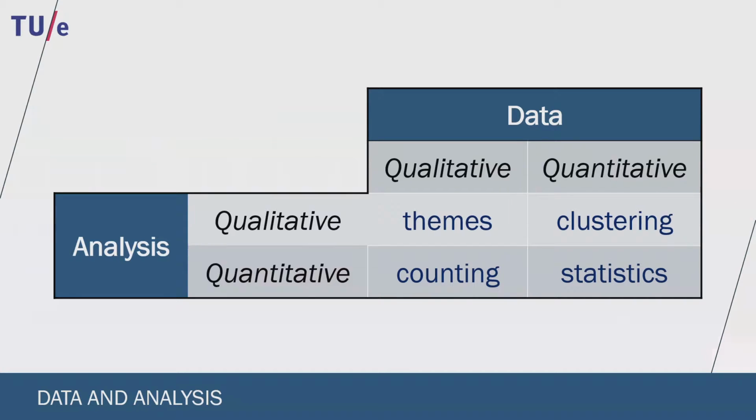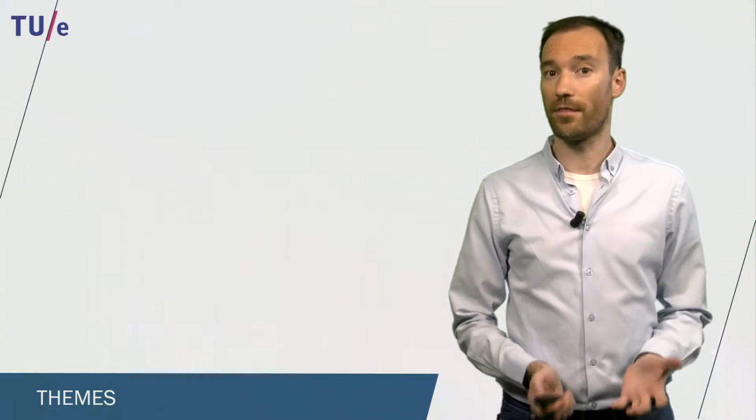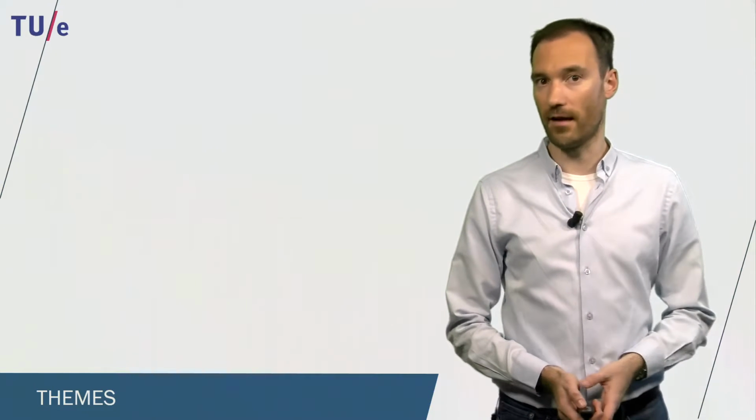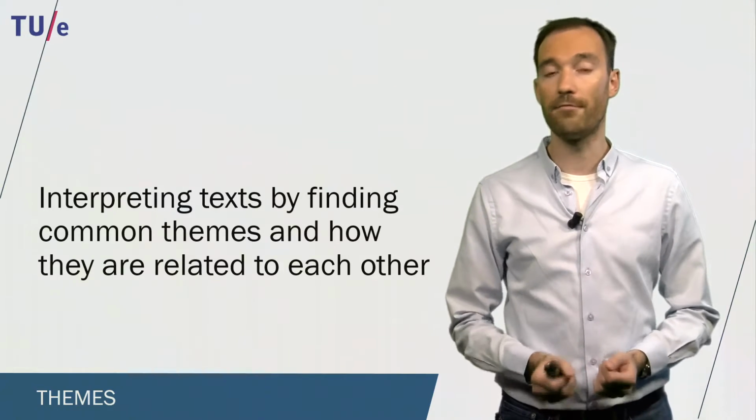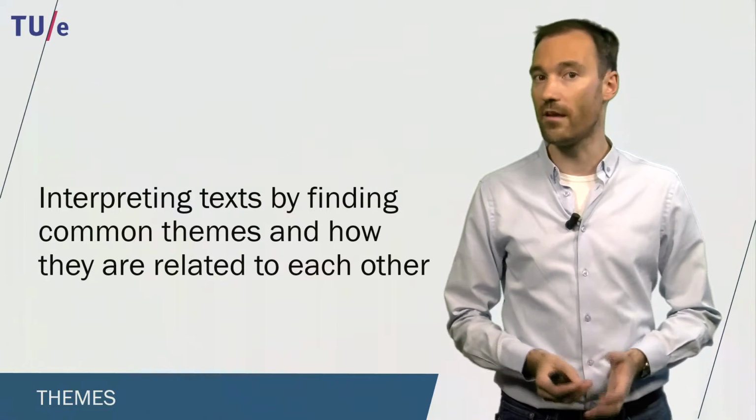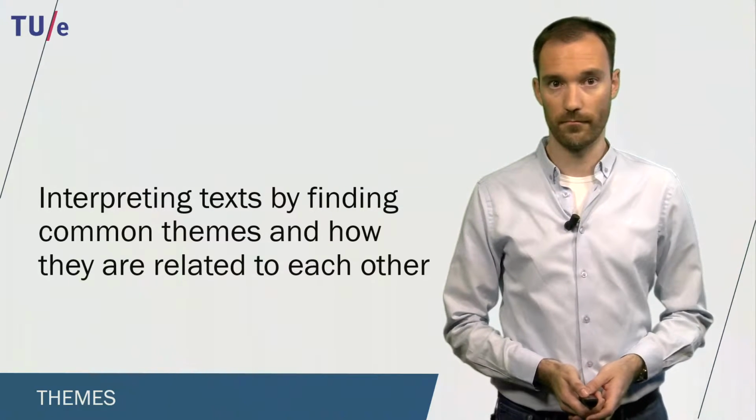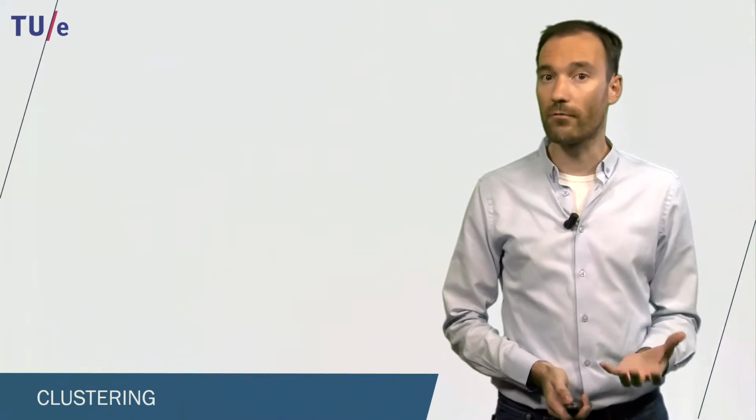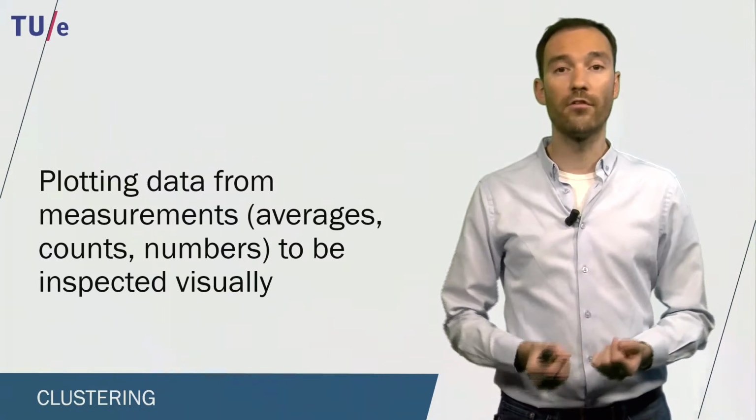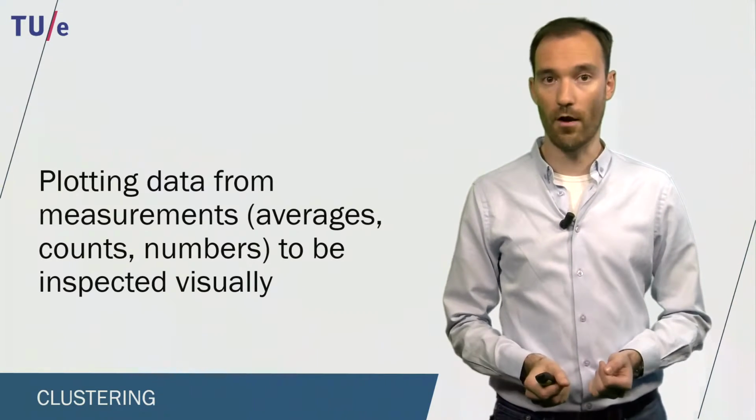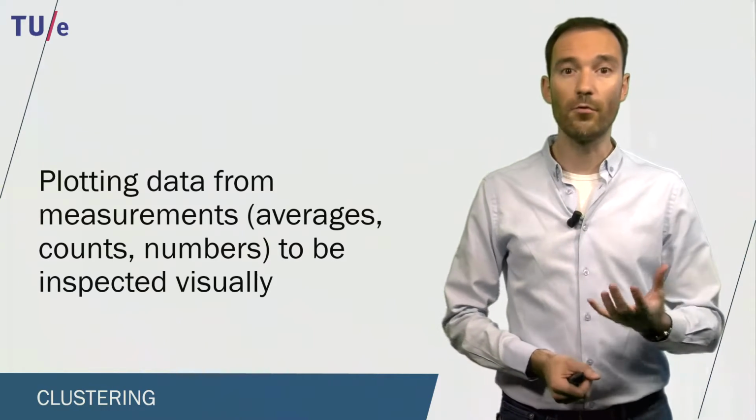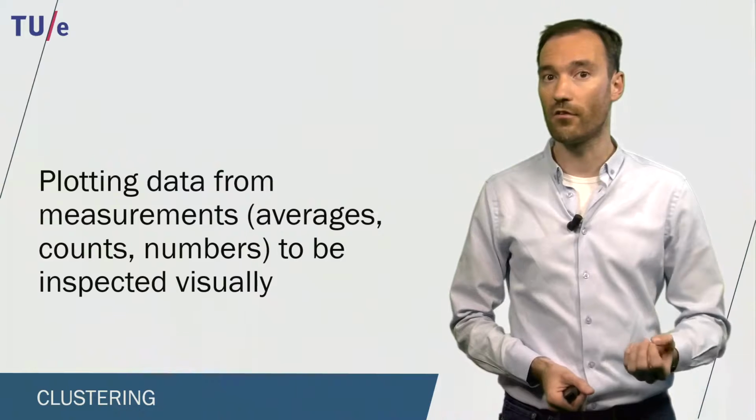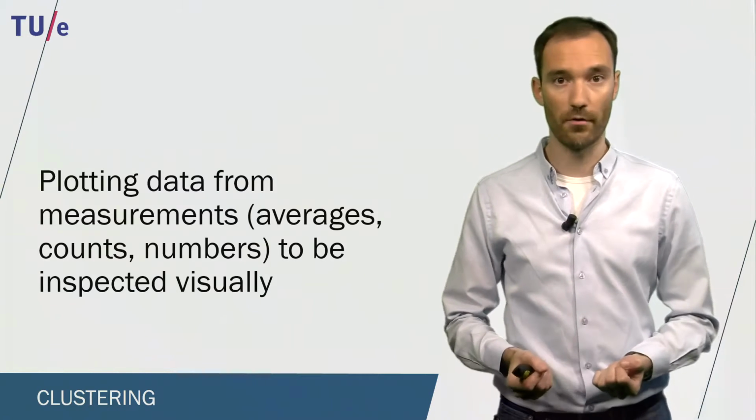Let me explain each of these four in a little bit more detail. We start with themes, or a so-called thematic analysis. With this analysis, we interpret texts by finding common themes and how they are related to each other. With a clustering analysis, we plot data from different variables in a graph to see if we can detect clusters. So we visually inspect our data, and as such we try to give meaning to numbers.